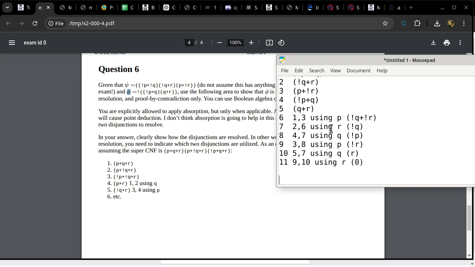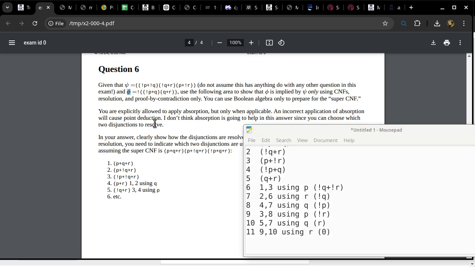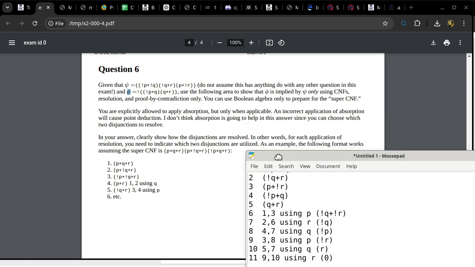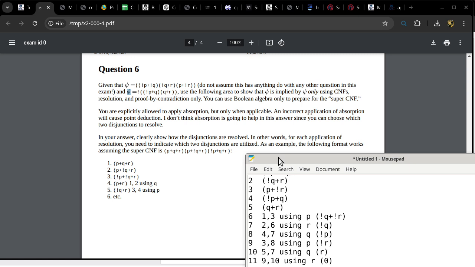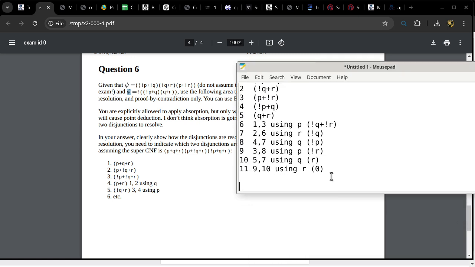Okay, so the question is asking, okay, I'm just making sure that I answer all the parts. Your question clearly shows how the disjunctions are resolved. So that's the format, I got that. And I need proof by contradiction. Okay, so at this point, did I apply proof by contradiction? What have I done up to this point?